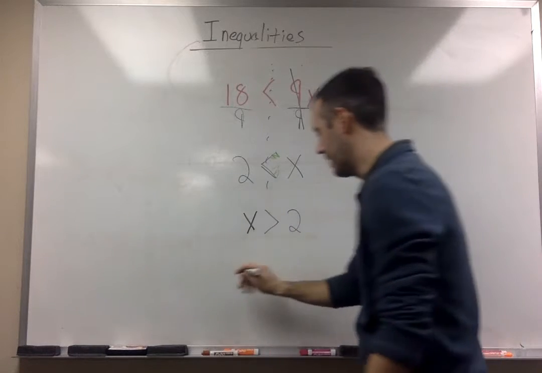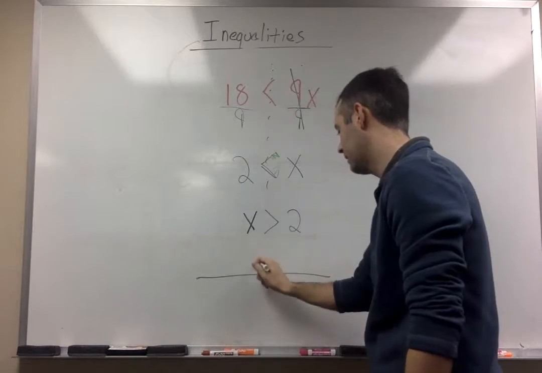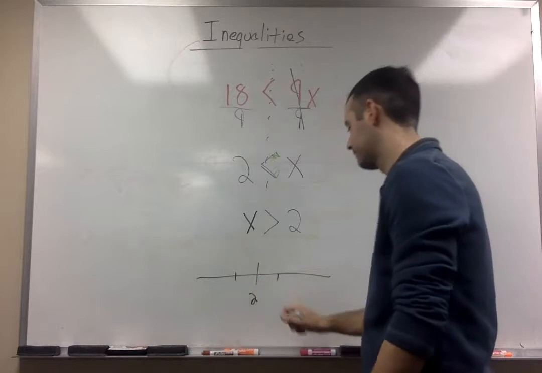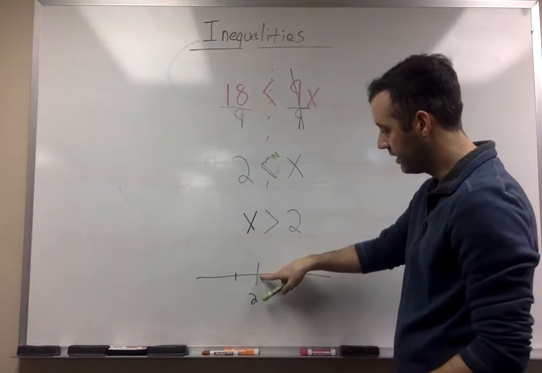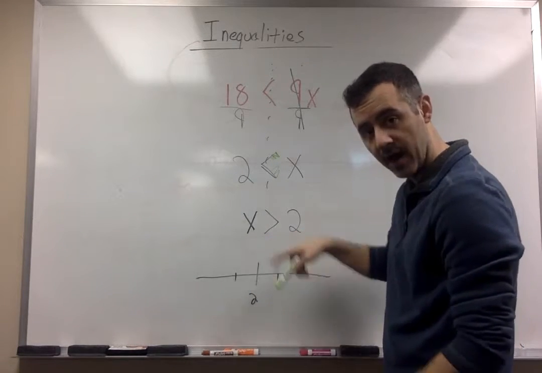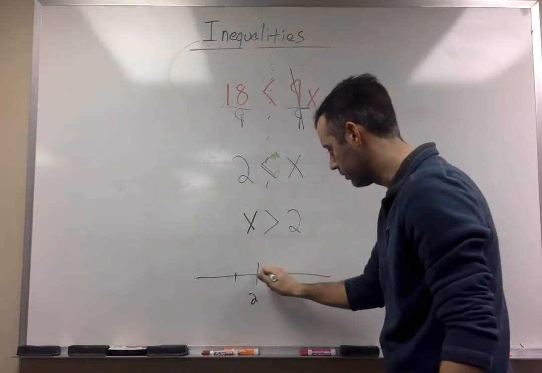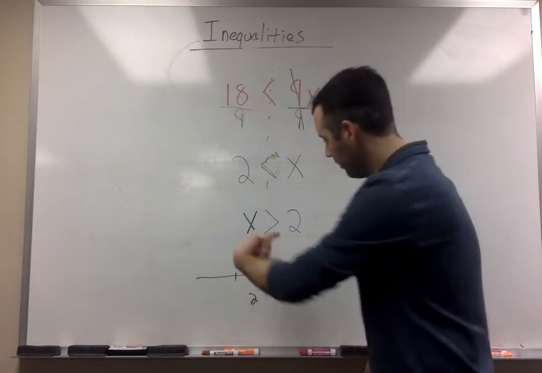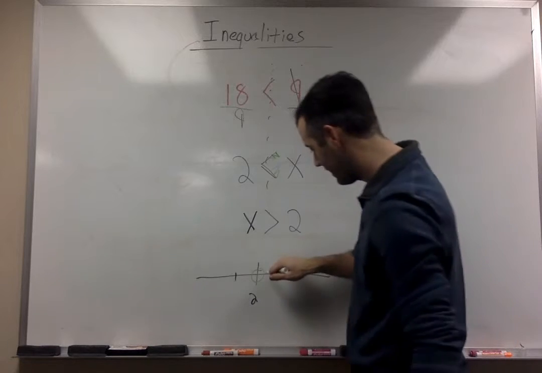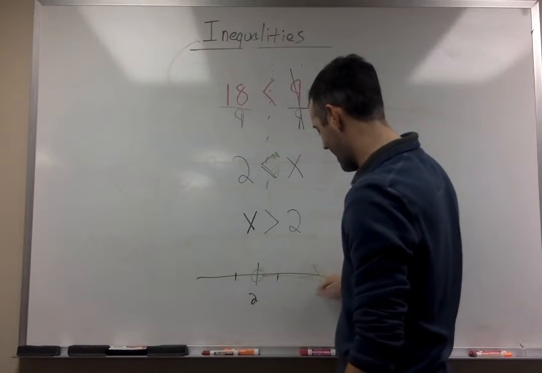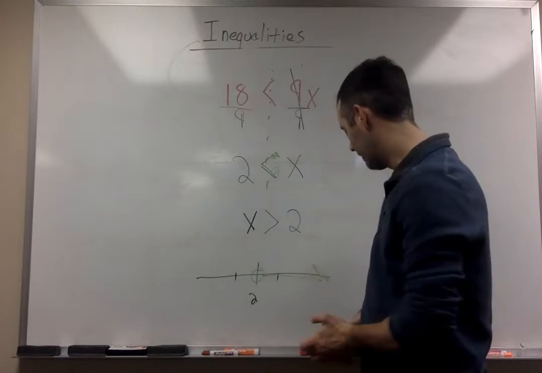Now I could graph that. Here's my line. Let's call that 2. What goes here on 2? An open dot, right? Because it's not equal to. My open dot, which way is greater? Which way is the arrow going? That way, right? This way is greater, and now I have it graphed. Awesome.